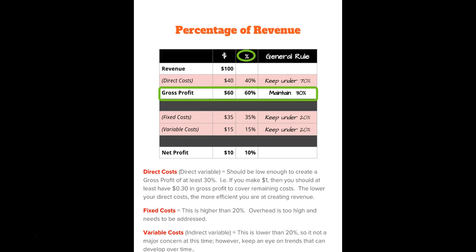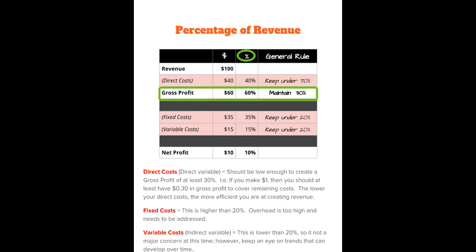For our fixed costs, we have $35. That gives us a 35% profit margin. We want to keep that under 20%. So that's an area we want to focus on. And our variable cost is 15. That represents 15%. And that is under our 20% threshold. And that gives us a net profit of $10, which is a 10% net profit margin.